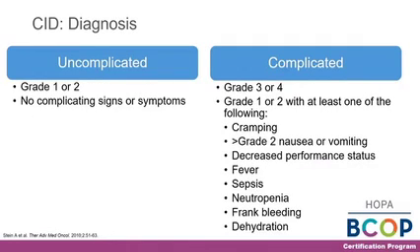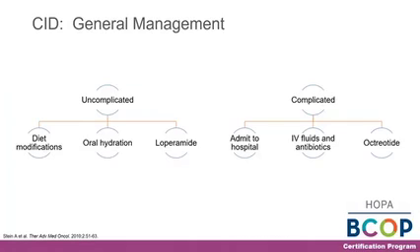In addition to CTCAE grading, categorizing patients as uncomplicated and complicated can drive therapy decisions. Uncomplicated cases are defined as those with grade 1 or 2 symptoms and no other complicating signs or symptoms, as compared to complicated patients that have grade 3 or 4 symptoms, or grade 1 or 2 with other associated symptoms such as cramping, fever, or dehydration.